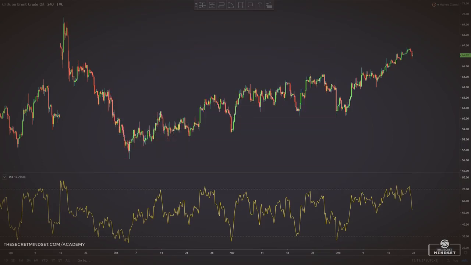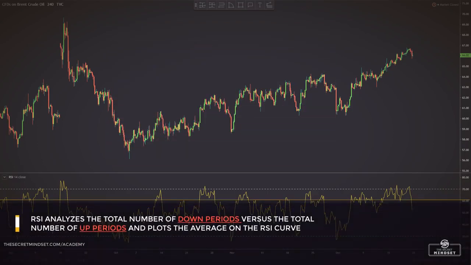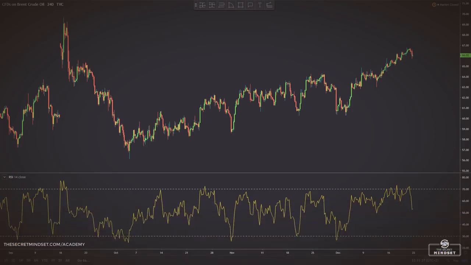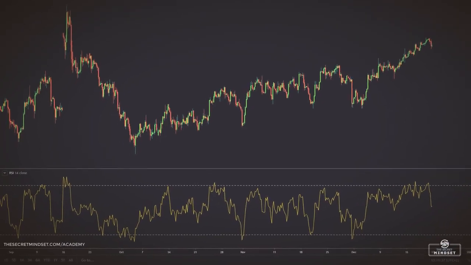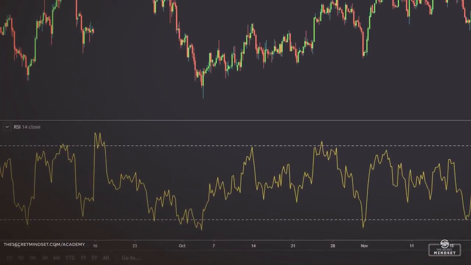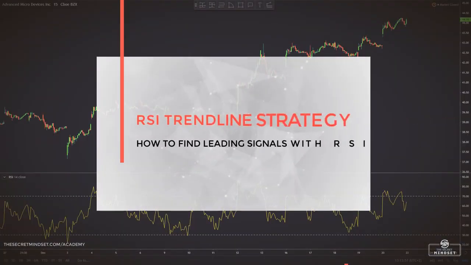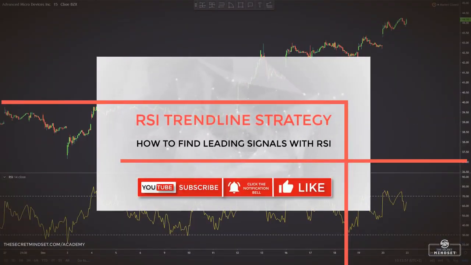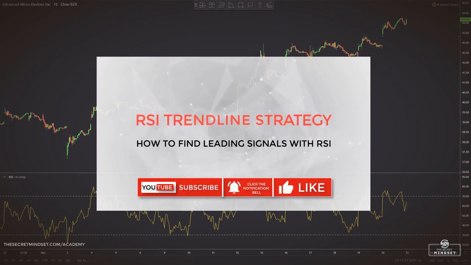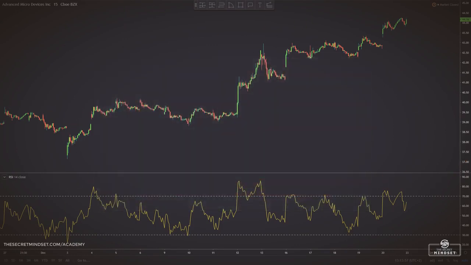Basically, the RSI is analyzing the total number of down periods versus the total number of up periods and plots the average on the RSI curve. There are many different techniques for using it, but it can be altered depending on your specific needs. An overlooked method of using the RSI is to use trend lines directly on the oscillator itself, in much the same way that they are used on price charts.